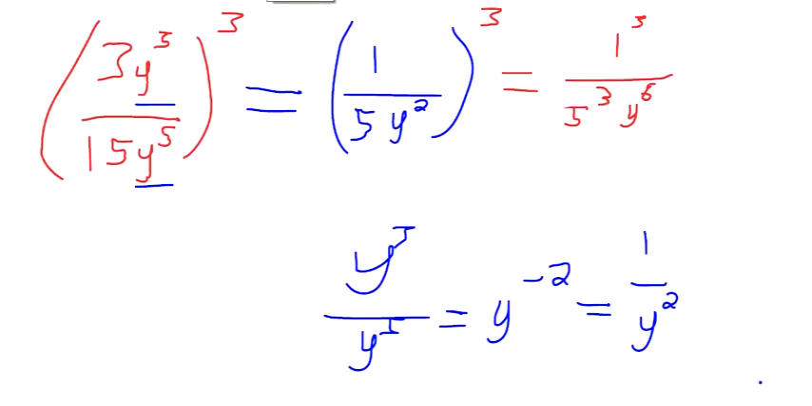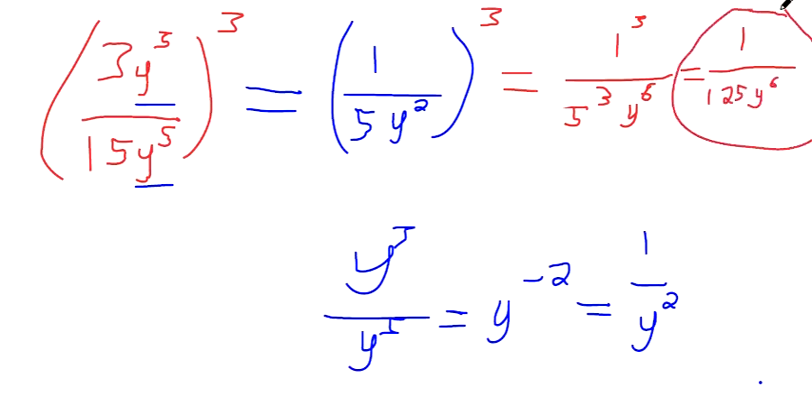So we're almost done. To finish simplifying this, 1 to the third is just 1. 5 to the third is 125. And then we've got y to the 6th still in the denominator. So that's our simplified expression.